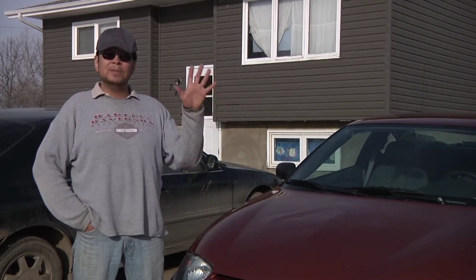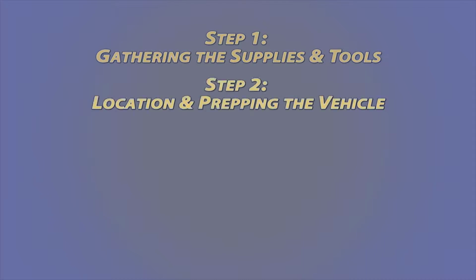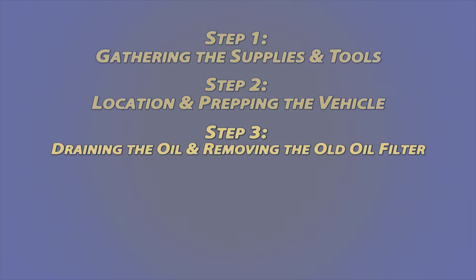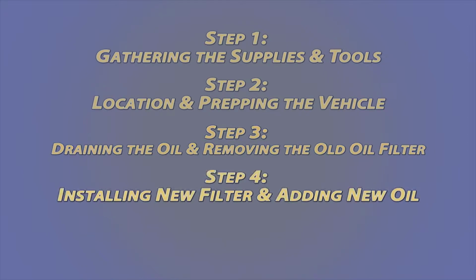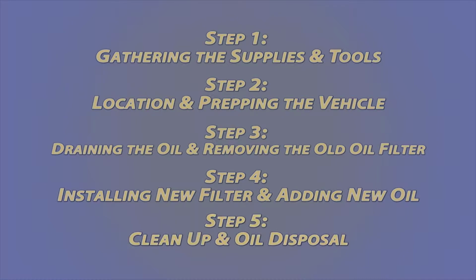Let's start by listing off the 5 main steps of the oil change process. Step 1. Gathering the supplies and tools. Step 2. Location and prepping the vehicle. Step 3. Draining the oil and removing the old oil filter. Step 4. Installing new filter and adding new oil. Step 5. Cleanup and oil disposal.